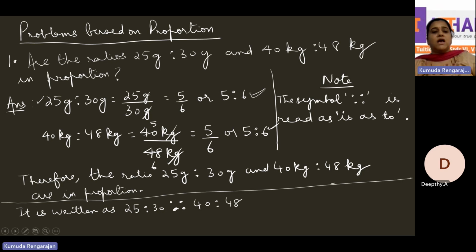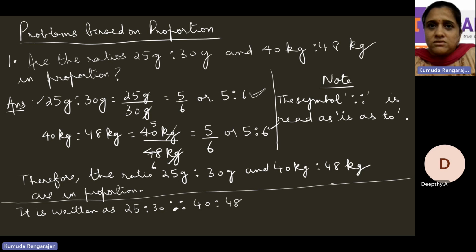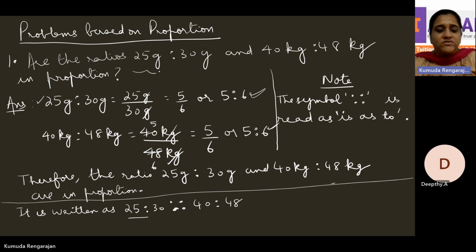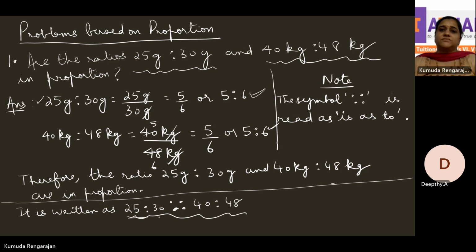Because what is the question? Are they in proportion? Yes, they are in proportion. Finished. Is it asked how to write it? It's not asked. I've just mentioned that it is written as 25 is to 30 is as 40 is to 48. It's written like that.